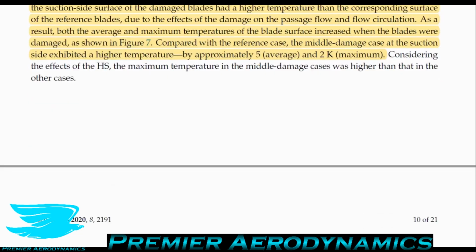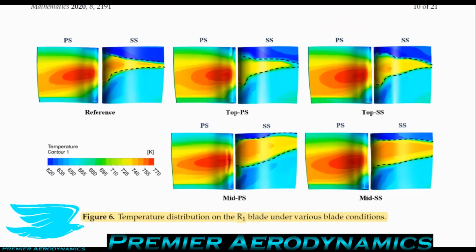So as shown in figure 6, let's have a quick look at figure 6. What they have here is the temperature distribution of the blade for the suction side and the pressure side. And what they found was, so again, the pressure side is not really affected too much in terms of the temperature distribution. They look pretty similar. But the suction side, if you damage it anywhere, the temperature is much higher on that side, especially if you damage it in the midsection.